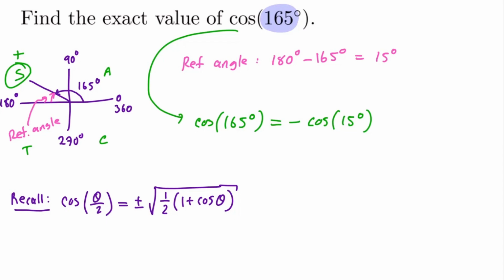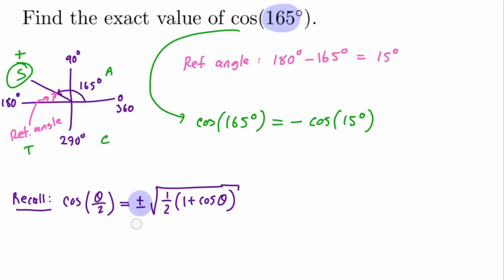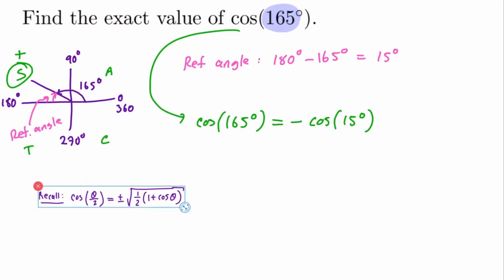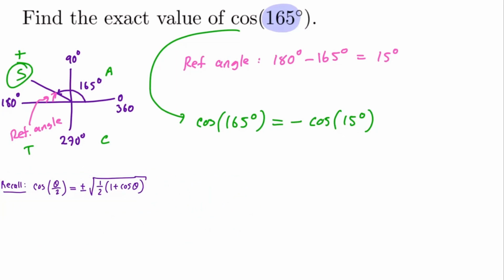Now, we do need to pick, is it a plus or minus? That will depend on which quadrant this angle lies in. In our question, we're looking at 15 degrees, which is in the first quadrant. That means we're going to pick the positive sign from the half angle formula. So here's how you're going to write this. Let's just put this on the side. This is our recall. So continuing the problem, I'm going to apply the half angle formula.